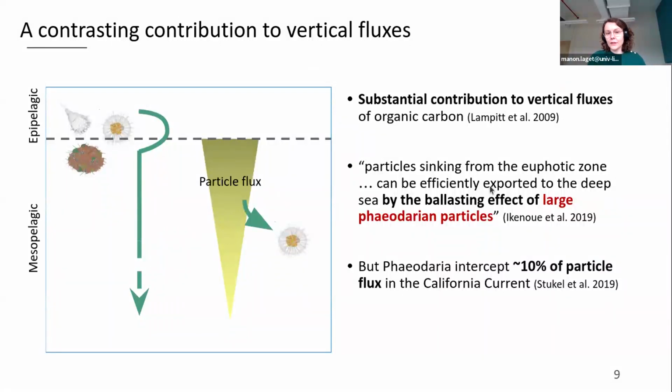However, heterotrophic Phaeodaria, as I told you before, are flux feeders. So they also consume sinking particles. So they can also contribute to flux attenuation below the surface layer. So for example, there was a local study which showed that they can intercept about 10% of particle flux in the California current. But there is no assessment of this role on the gravitational flux at global scale yet.